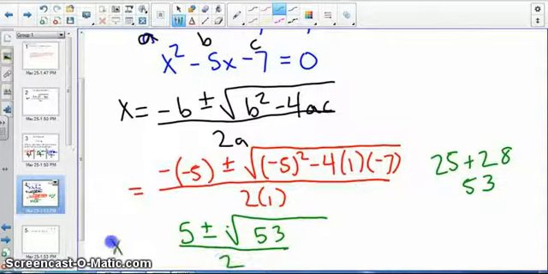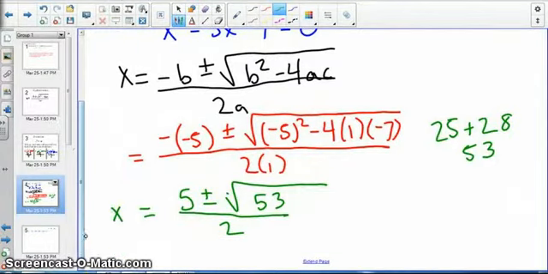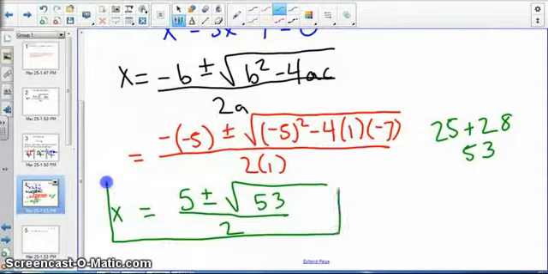Now my discriminant, the number underneath the radical, is 53. So that tells me I'm going to have 2 real solutions. I will not have an i in my answer. So 53 is greater than 0. It's 2 real solutions. There's my final answer. Because now, can I simplify that radical? No.